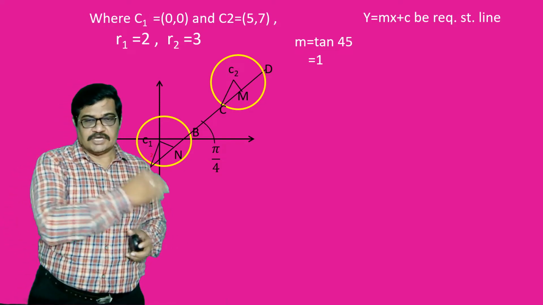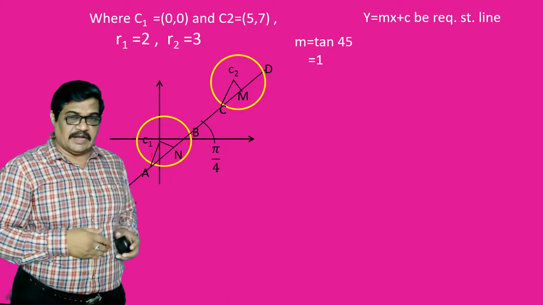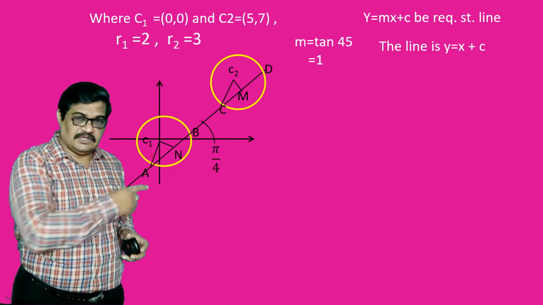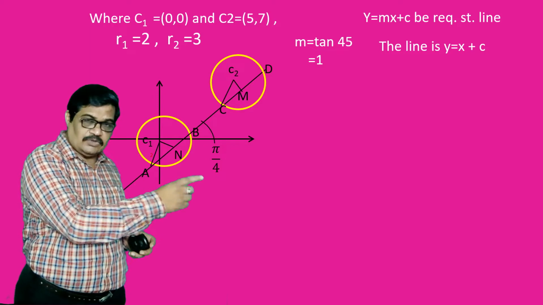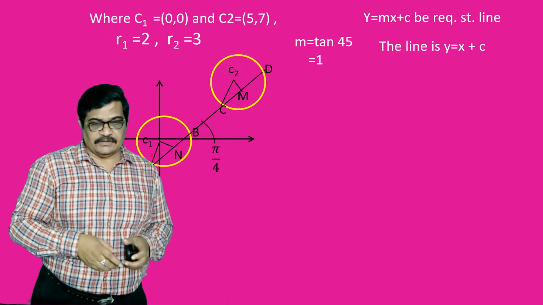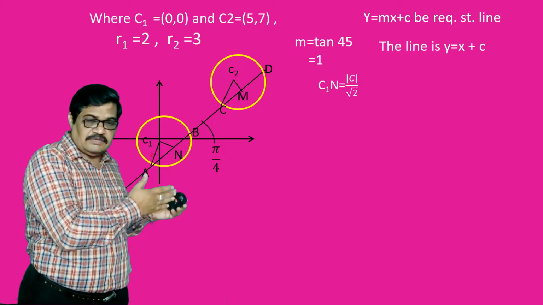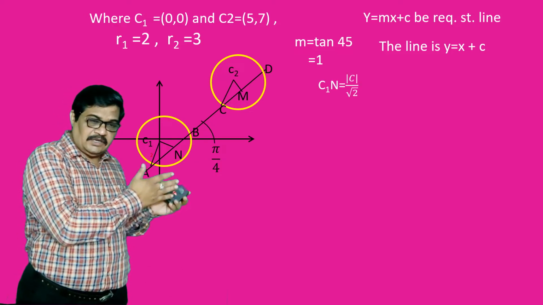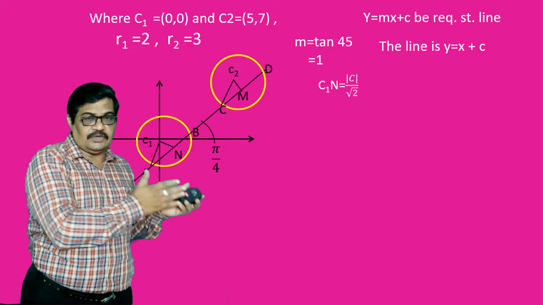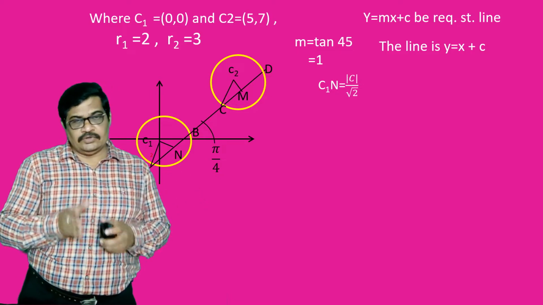So now we have to substitute this m value in the line y = mx + c. The required line becomes y = x + c. Okay. Now from the diagram we have to find C1N, that is the perpendicular distance from the center to the line y = x + c.